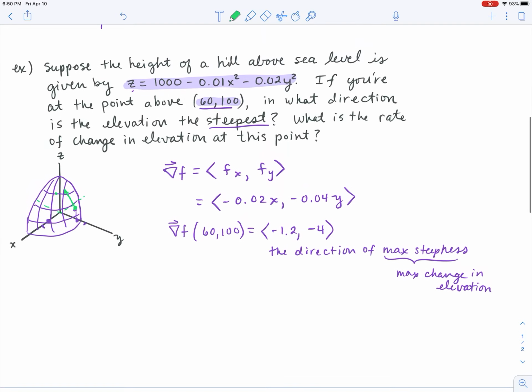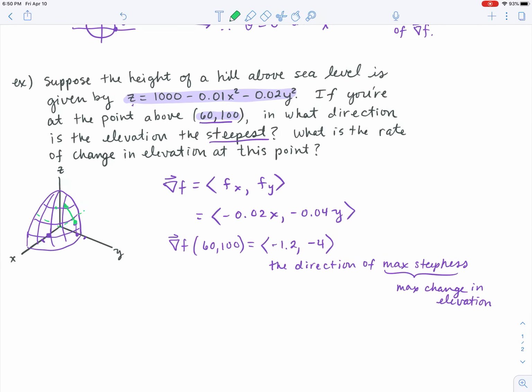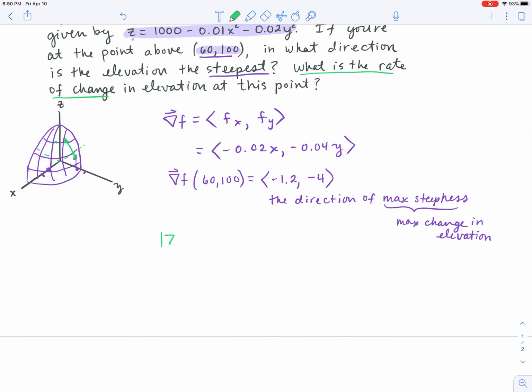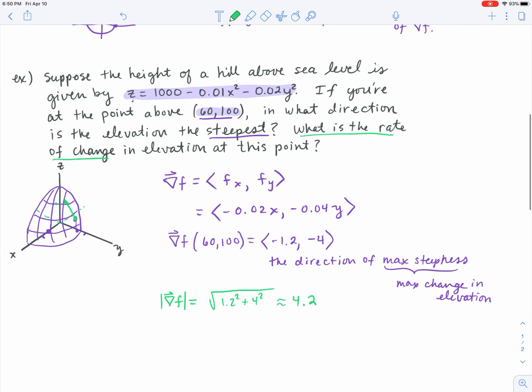And then for answering the second part of the question, what is the rate of change? That's going to be the magnitude of the gradient vector. So square root of 1.2 squared plus 4 squared. And that should come out to be about 4.2. The units here, let me see if we got units. I don't think there are units, but we can pretend. So maybe this is in feet.